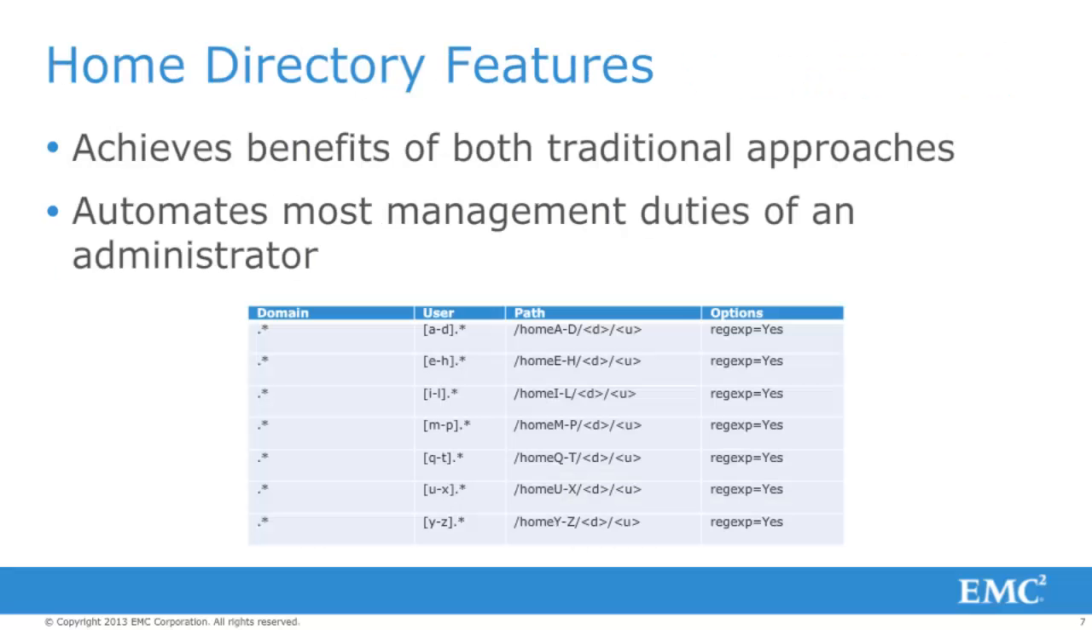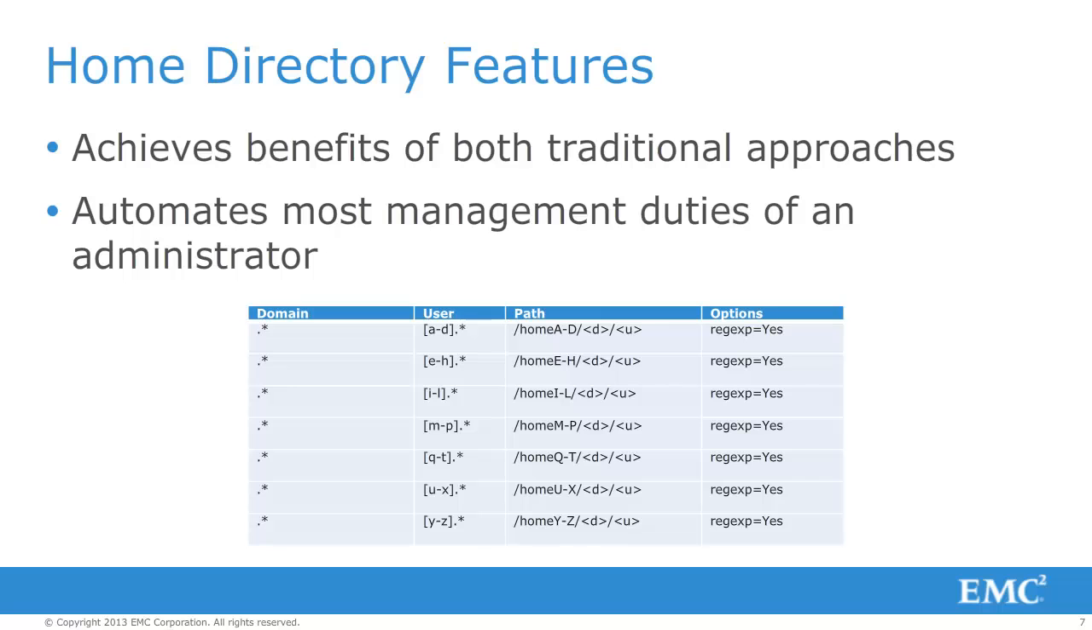VNX Home Directory offers a way to achieve the benefits of both shared drive and unique shares approaches, like ease of implementation and high security, while at the same time eliminating most of the administrative burden. This is accomplished by use of an auto-create feature, which tells the data mover to create a user's home directory if it does not already exist, thereby effectively moving most management duties from the administrator to the VNX system. A good example is seen in the table.